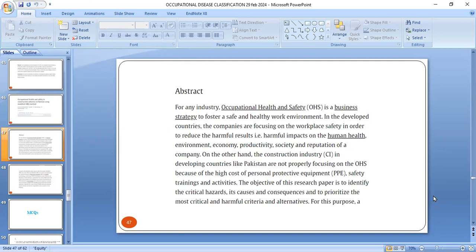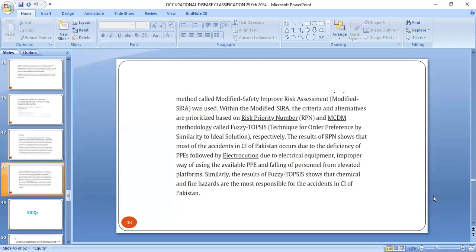The objective of this research paper is to identify the critical hazards, causes, and consequences and to prioritize the most critical and harmful criteria and alternatives. For this purpose, a method called Modified Safety Improved Risk Assessment, whose abbreviation is Modified SIRA, was used. Within the Modified SIRA, the criteria and alternatives are prioritized based on risk priority number and an MCDM methodology called fuzzy TOPSIS, that is technique for order preference by similarity to ideal solution respectively.